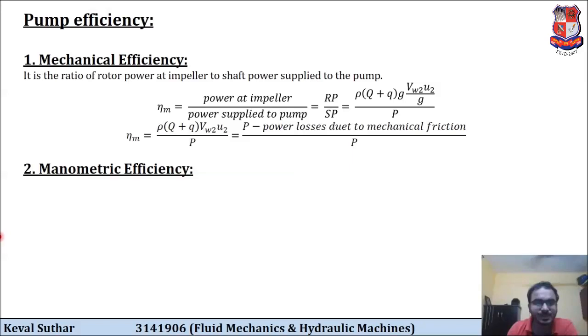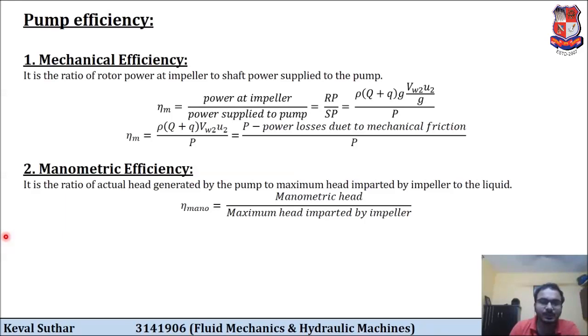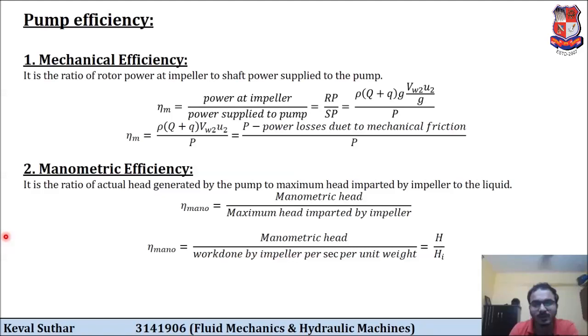Now second is manometric efficiency. It is the ratio of actual head generated by the pump to the maximum head imparted by the impeller to the liquid. Mathematically, eta manometric is manometric head divided by maximum head imparted by the impeller, which is given by capital H divided by HI, where HI is work done by the impeller per second per unit weight, and it is given by this formula. So as I was telling you, Vw2 U2 by g is actually HI, that is the work done by the impeller per second per unit weight, and then we get this final equation for manometric efficiency.